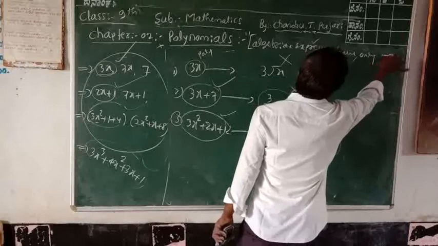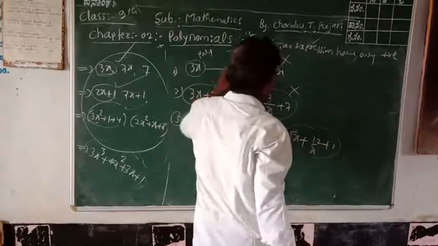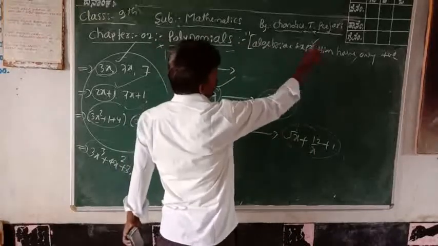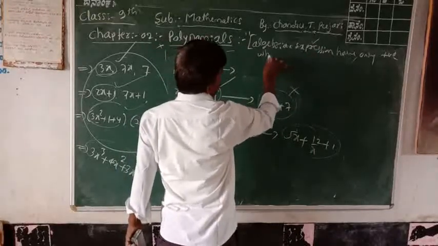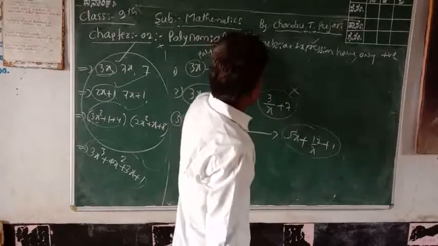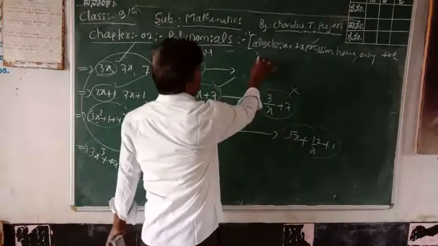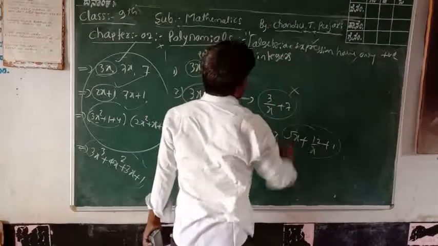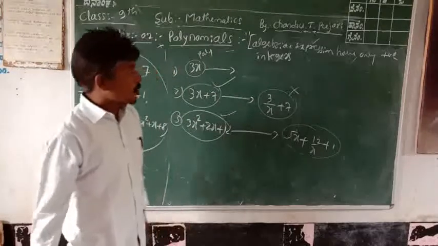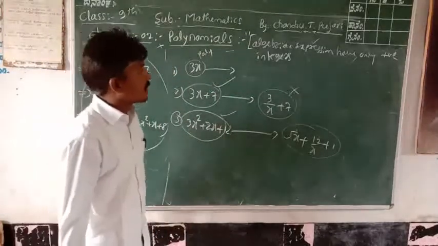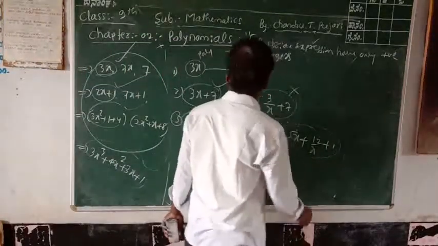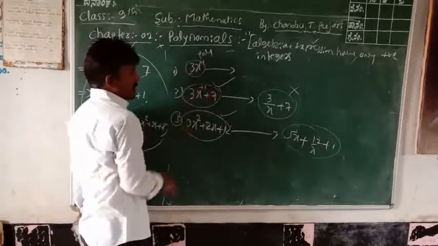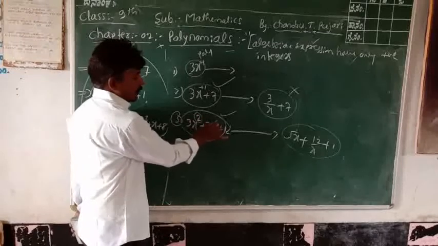only positive integers, positive whole numbers. Algebraic expressions have only positive integers. For example, the degree, that is, the power, is positive. For example, 3x is there. This power is only 1. 3x is there, again 1. This is 2. This is 1.